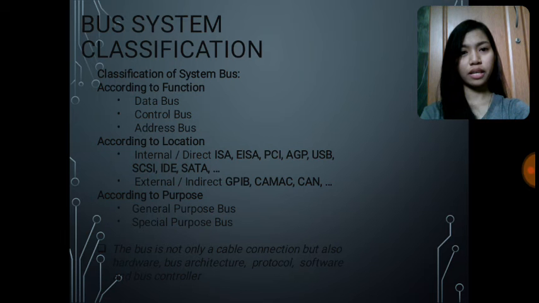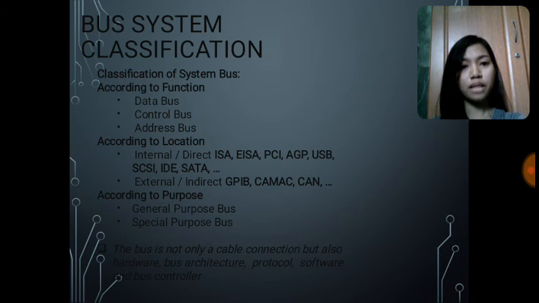Bus system classification. According to function: the data bus, the control bus, and the address bus. According to location: the internal or direct, and the external or indirect. According to purpose: general purpose bus and special purpose bus. Remember that the bus is not only a cable connection but also hardware, bus architecture, protocol, software, and bus controller.